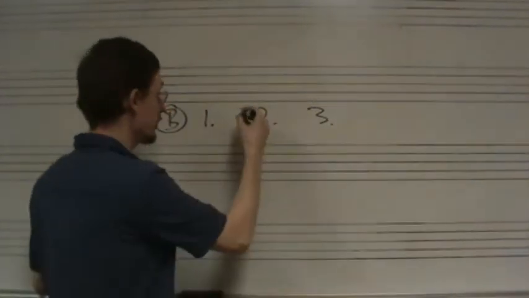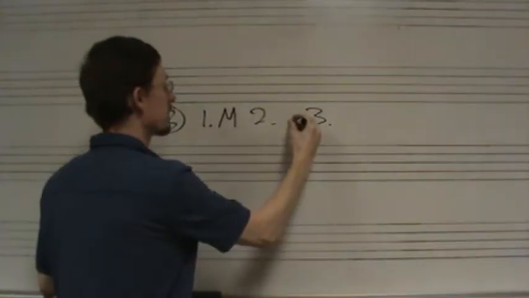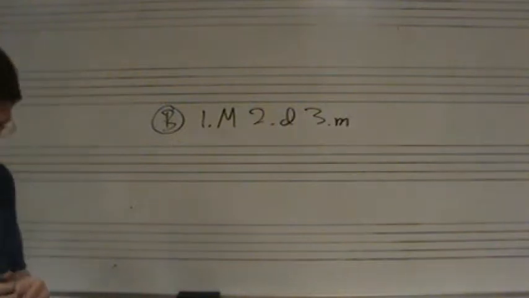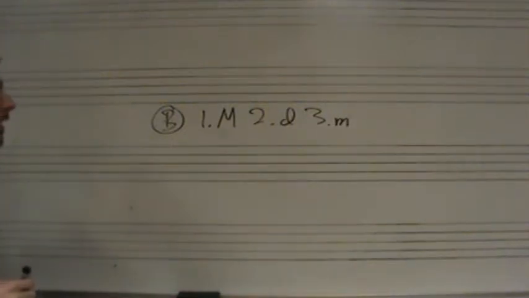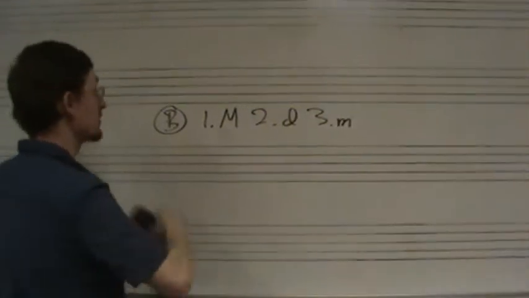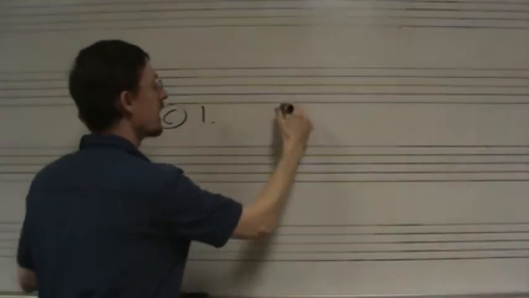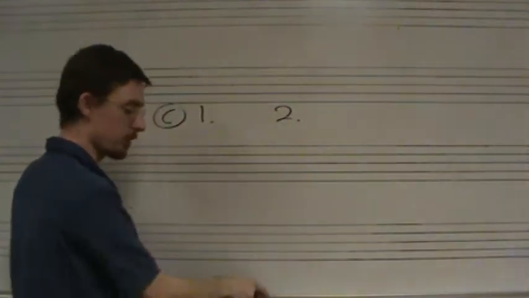Alright, and that gets us to major, diminished, and minor. Okay, let's do a section C, where we will have scales, and we'll do just 2 examples here. I'll play them ascending and descending twice in octaves. All right, number 1.